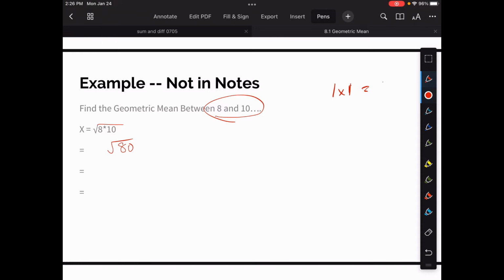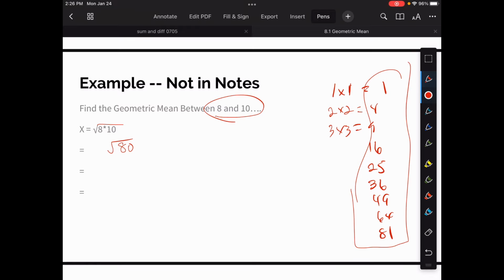So 1 times 1 is 1, 2 times 2 is 4, 3 times 3 is 9. And if you just keep going here, the pattern continues. So we have 16, 25, 6 times 6 is 36, 7 times 7 is 49, 8 times 8 is 64, 9 times 9 is 81, right? So there's a bunch of perfect squares. What you want to do is look for something that, if any of these go into 80 evenly, I'm going to divide it out and take it out.